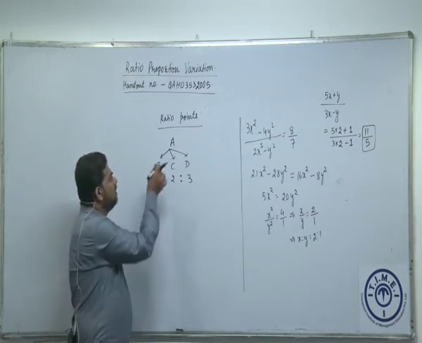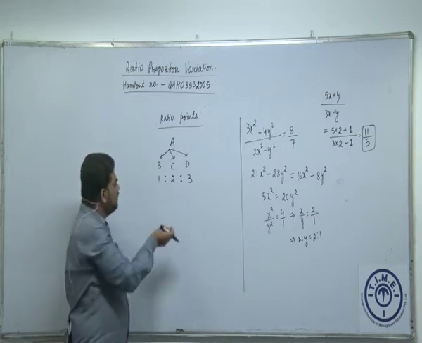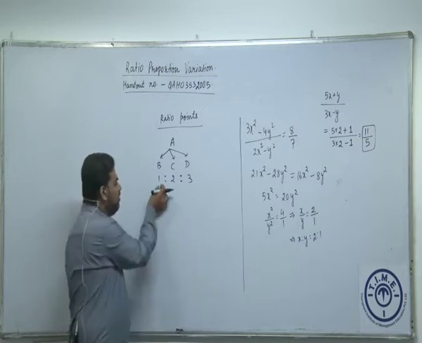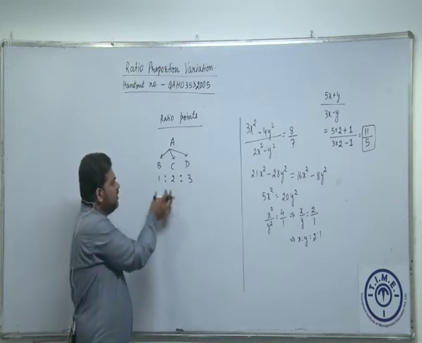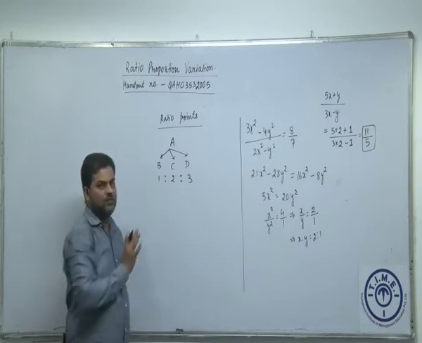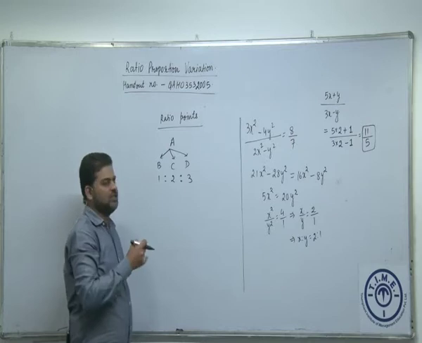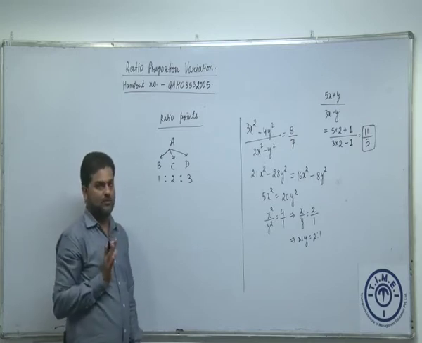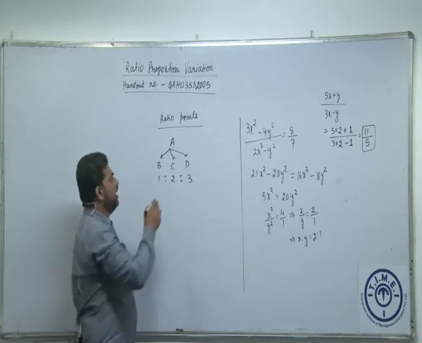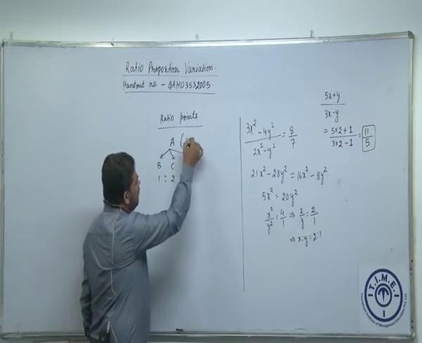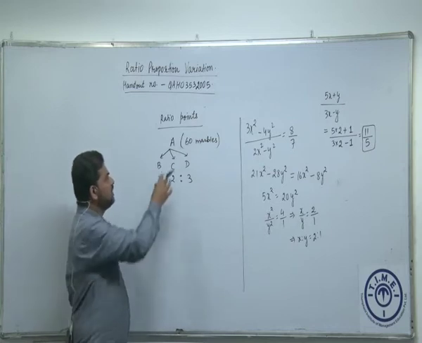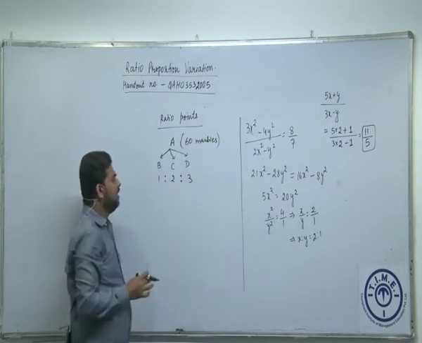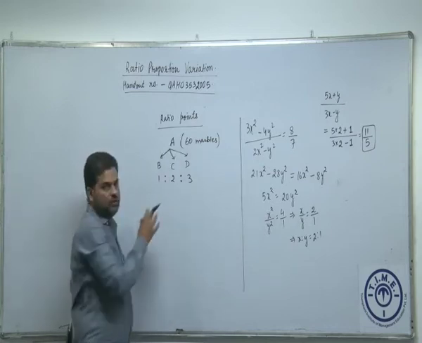If you find difficulty in calling it ratio points or remembering, you can simply call them parts. So we'll say 1 part, 2 parts and 3 parts. What is the total number of ratio points here? It is 1 plus 2 plus 3, which is 6 ratio points, or let's call it 6 total parts. Now suppose A has 60 marbles, which he distributed among B, C and D in the ratio 1:2:3.